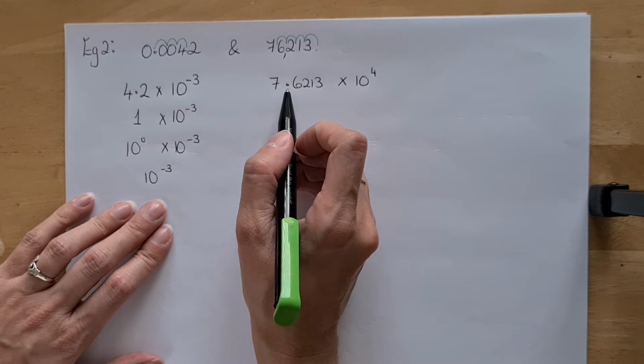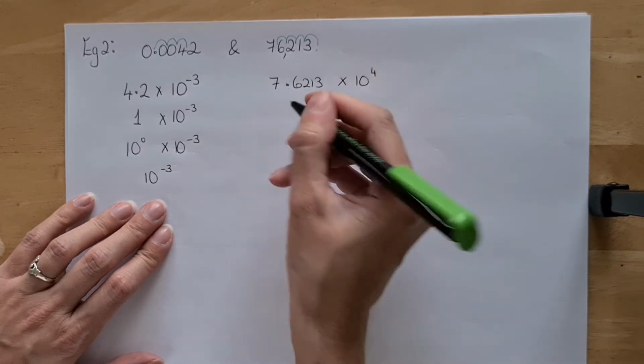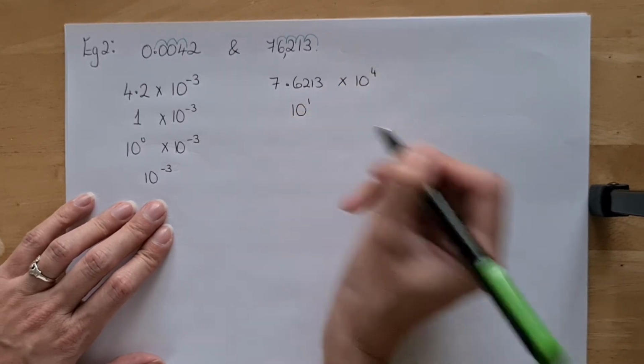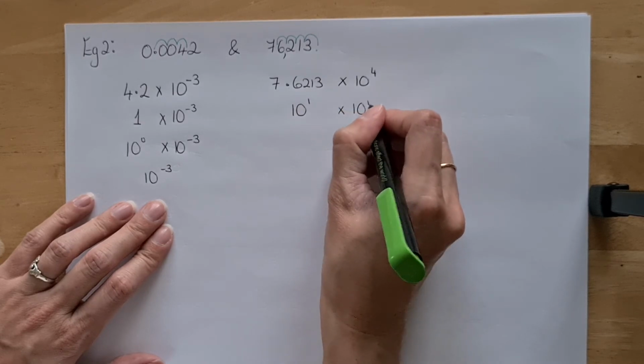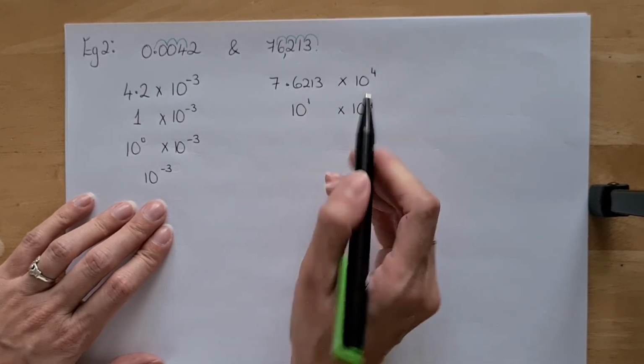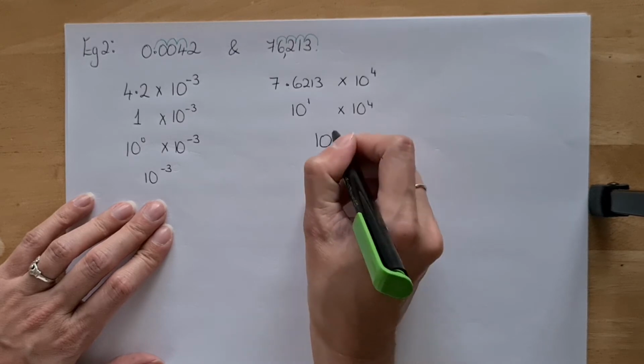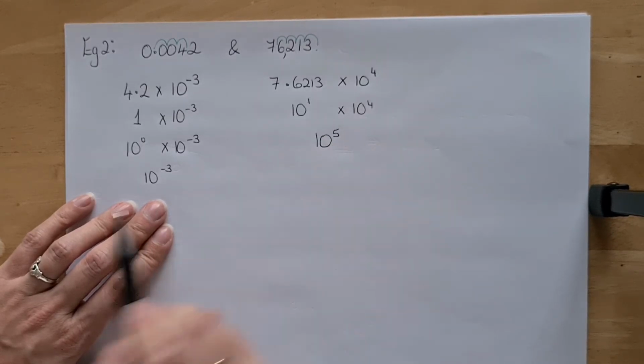If it's greater than or equal to 5, you round up to 10. So that's a 7, which means I round that up to a 10, which is 10 to the power of 1. Multiplied by 10 to the power of 4. Rules of indices, you can add the two powers. So I'm going to get 10 to the power of 5. So that number has 5 orders of magnitude.